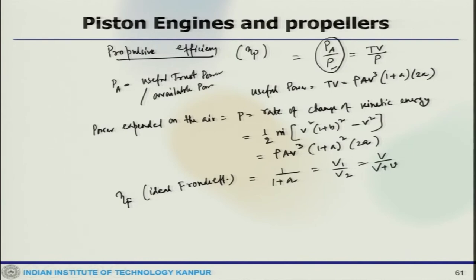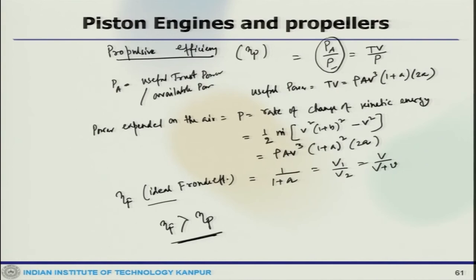So, this proves that higher efficiency of propulsion can be achieved by a large rotor with a very small increase in the fluid velocity. So, achieving thrust by large surfaces rather than velocity. So, ideal Froude efficiency eta f is always greater than actual propulsive efficiency. So, that is what it is, always like that.